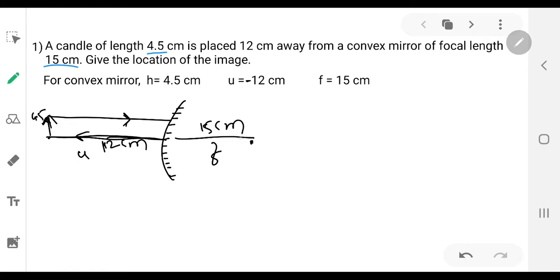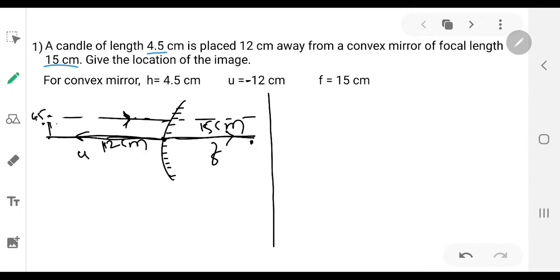Focal length 15 centimeter. From the pole to the principal focus, the direction of measurement is towards the right. It is in the direction of the incident ray, towards the right. Then F is taken as positive. F is taken as positive.